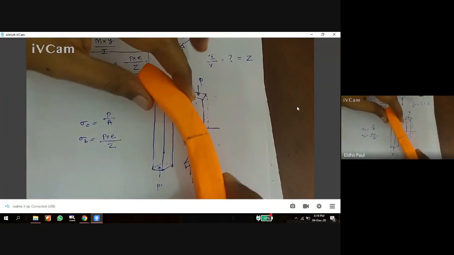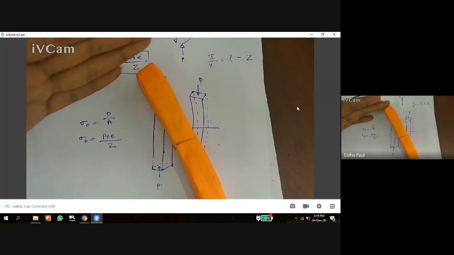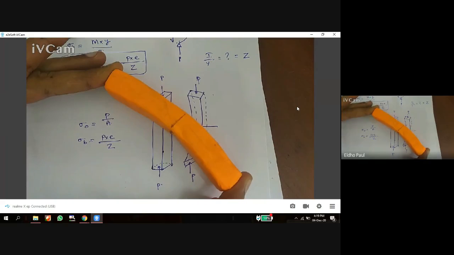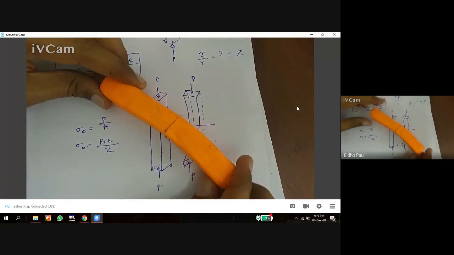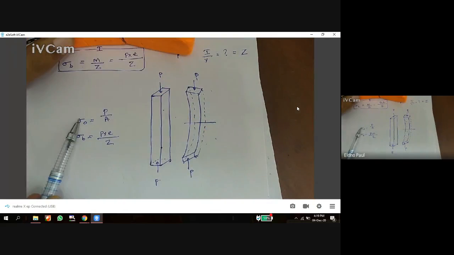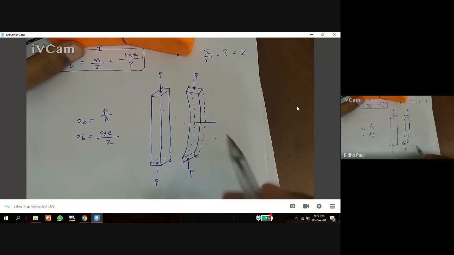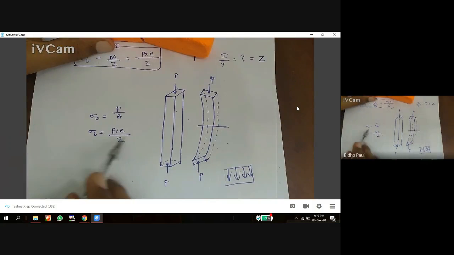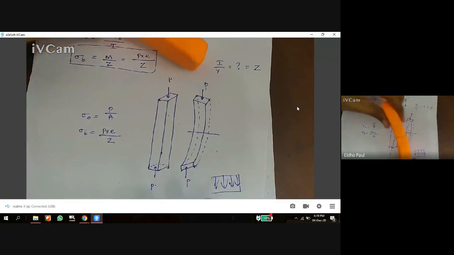So in this column, when I apply load P, there will be a compressive stress. When I apply load P, a compressive stress of P by A will be developed. And when I take this cross section, the P by A will be uniform. Everywhere the P by A will be the same. There is no change across this cross section. But the sigma B is different.